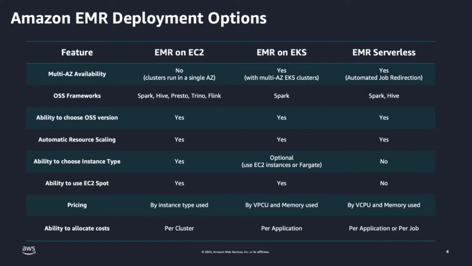So if your organization needs the ability to allocate cost per cluster, then EMR on EC2 would be the best option. But if you are looking at cost per application, then EMR on EKS, and if you are looking at cost per job, then EMR Serverless might be a suitable option. All the deployment options get the same data plane bits. That means they all get the same distribution and they all get the same benefits of EMR optimized runtimes.